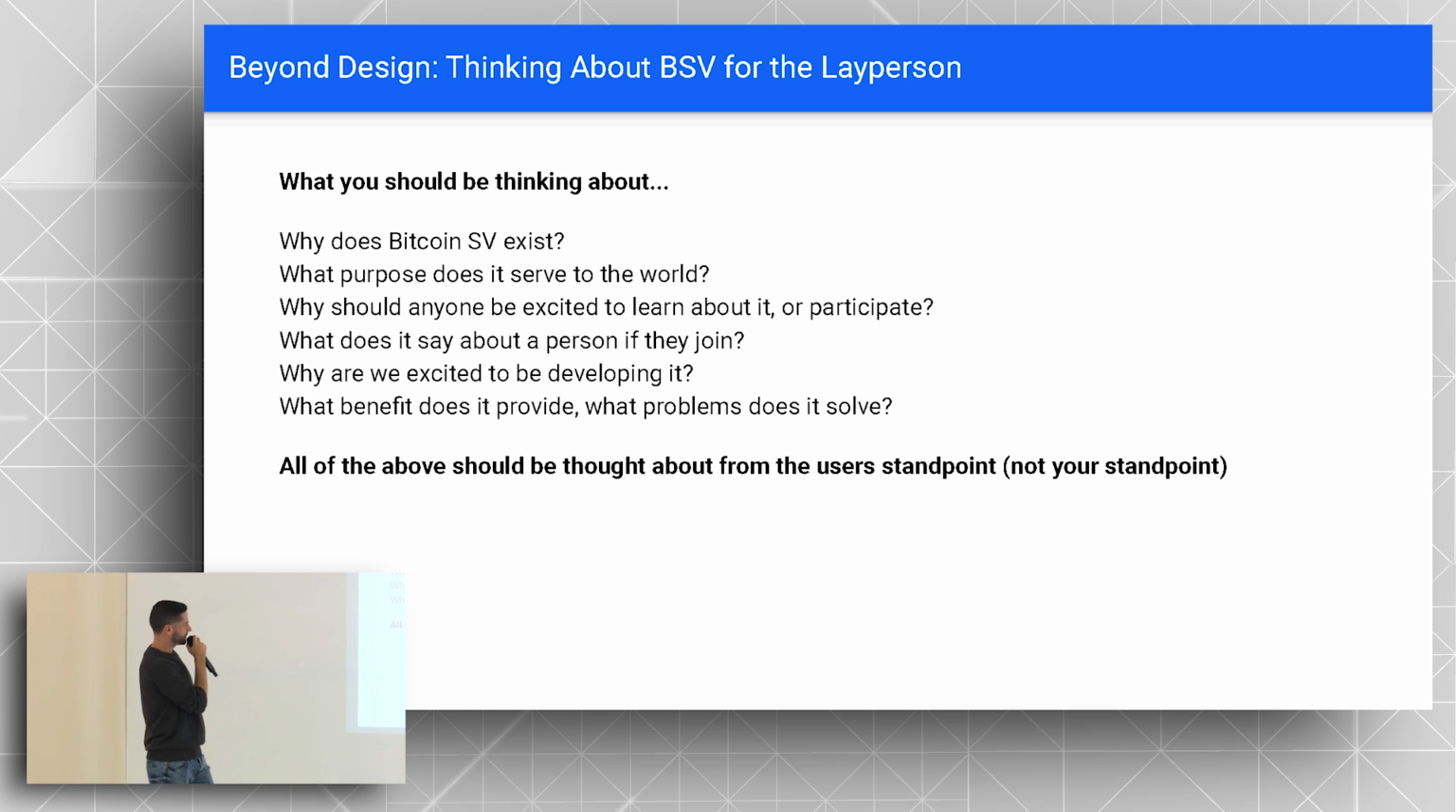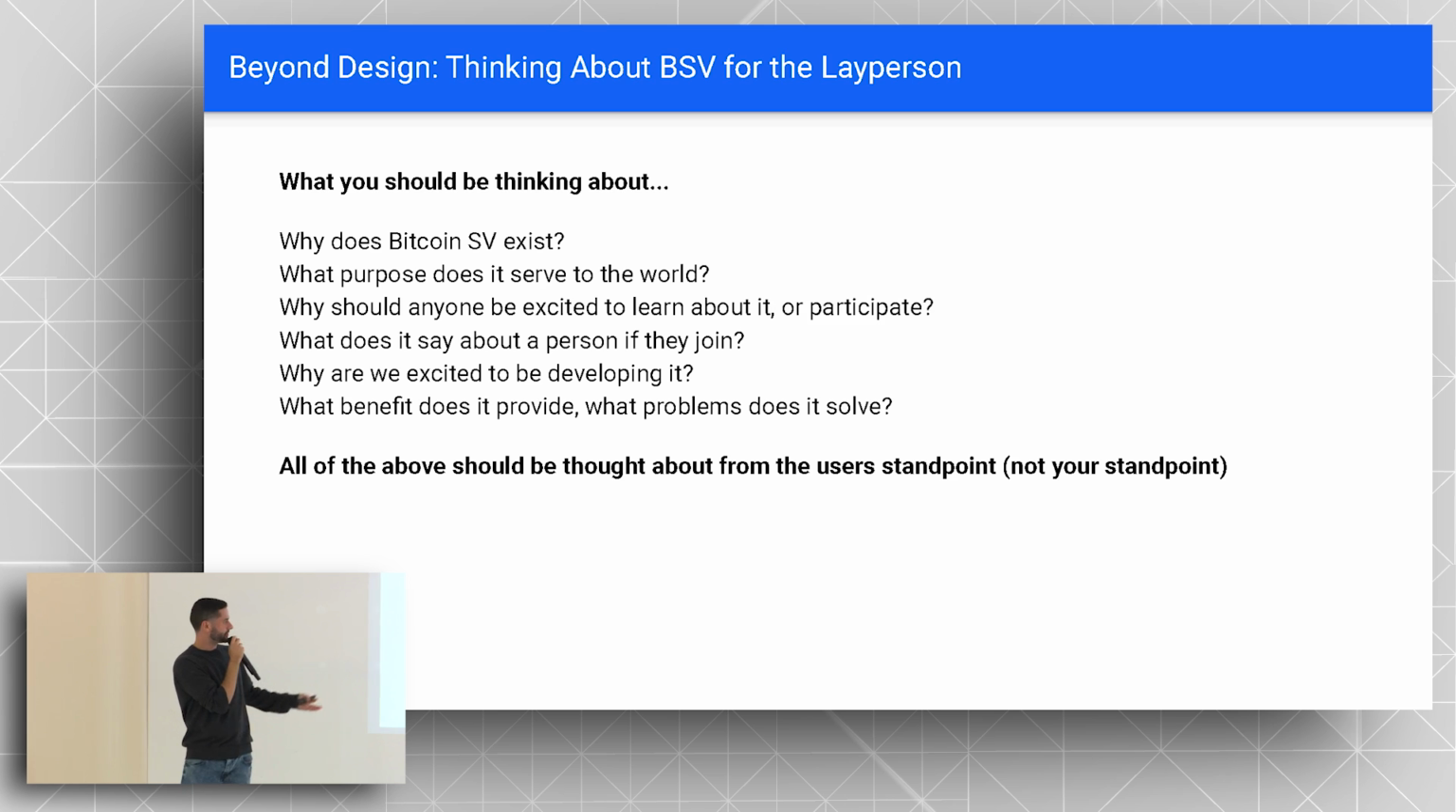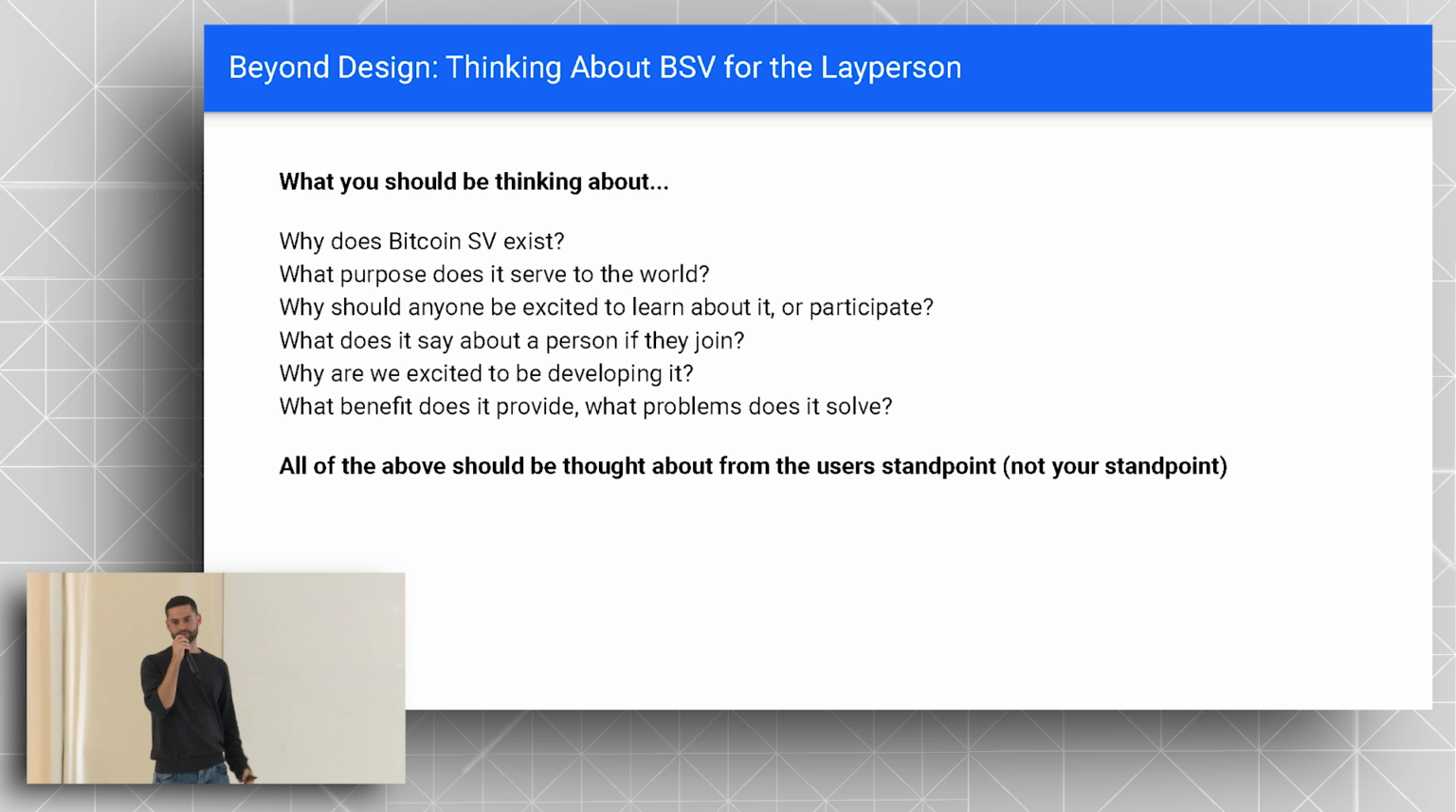What purpose does it serve to the world? Why should people be excited to learn about it and participate? What does it say about a person if they join? Why are we excited to be developing it? What benefit does it provide, and what problems does it solve? All of these questions should be thought about from the user standpoint, not ours, obviously, as people who understand more about Bitcoin than most.